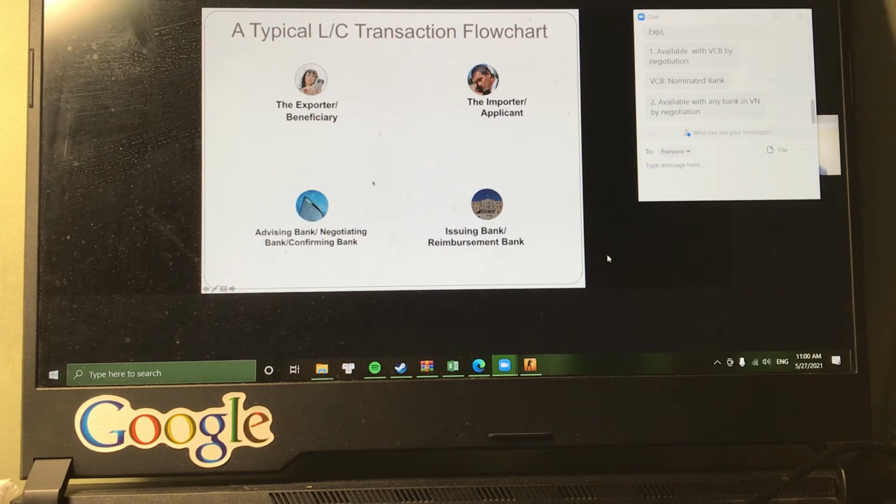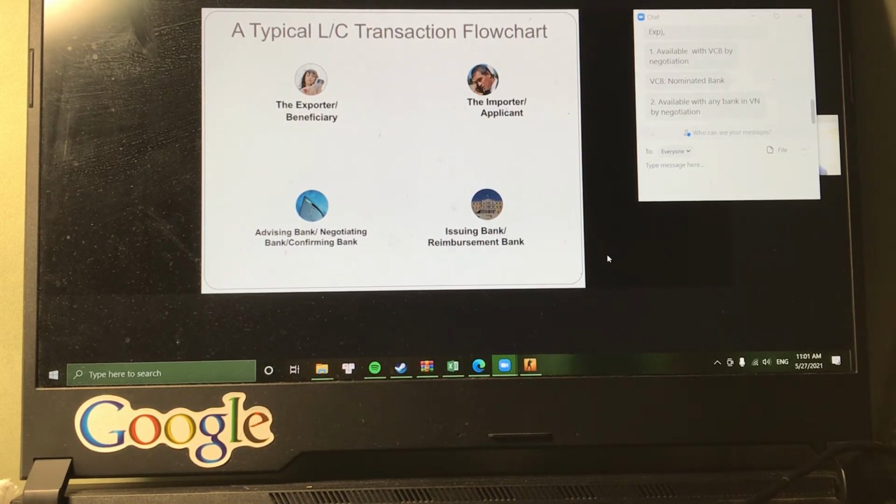We have many banks, but to make it easier, we have two groups of banks. The first group is the issuing bank on the left, and also the reimbursement bank. Issuing bank and reimbursement bank, two banks in one only, to make it easier.